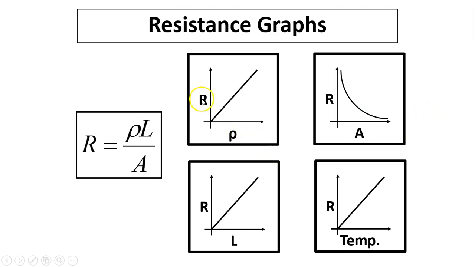So the difference between resistance and resistivity is this. Resistivity only depends on two things, the material and the temperature. But R, the resistance, also depends on the length of the wire and the area of the wire.